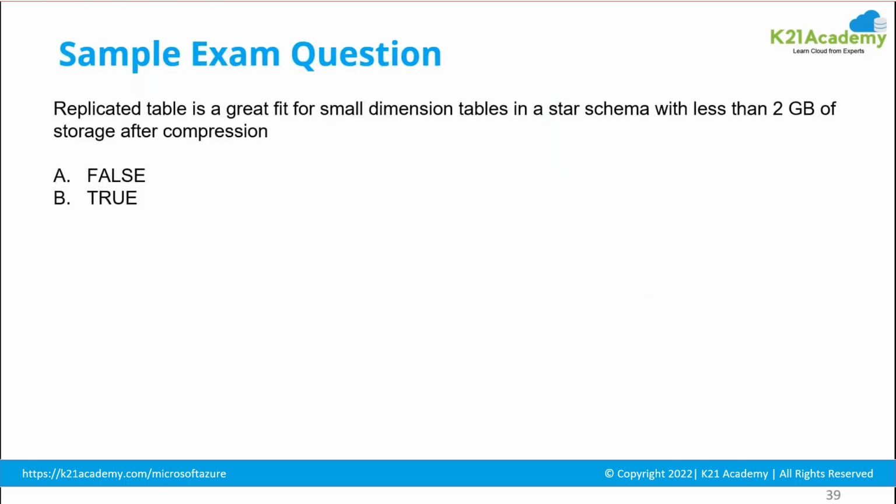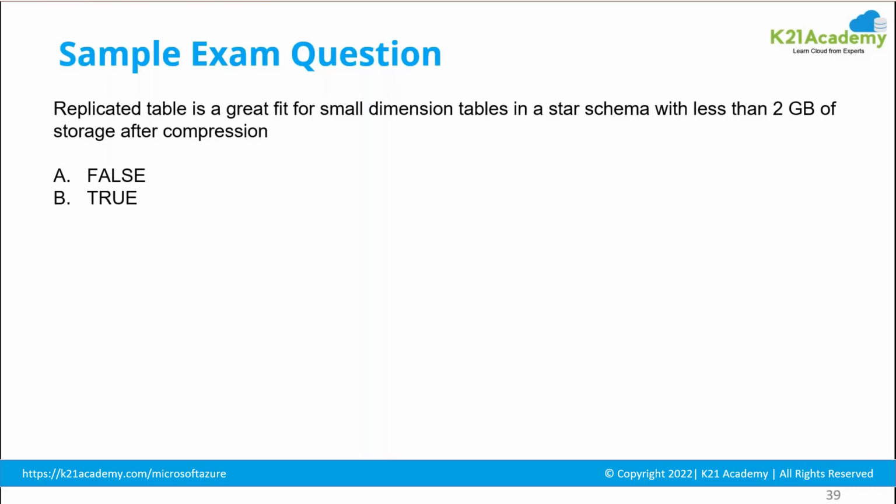Some sample questions quickly for you. Replicated table. Okay, understood. Replicated table is a great fit. Not a good fit. Not an okay fit, great fit. Now, these points are aptitude. Great, good, okay. They're saying great, which means it has to be one of the best solutions.